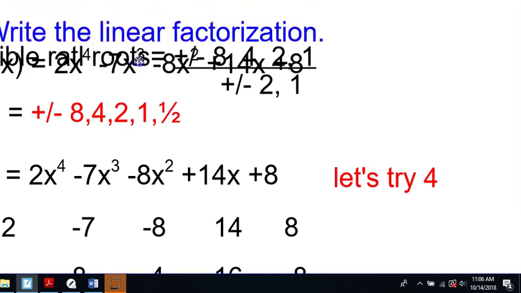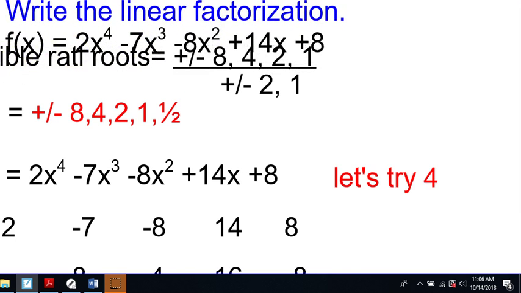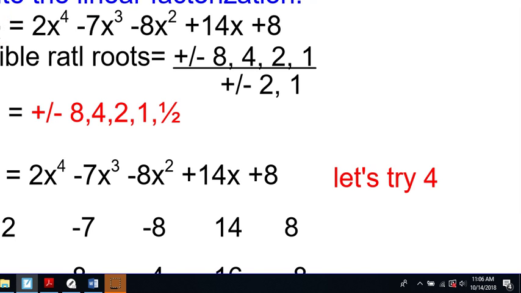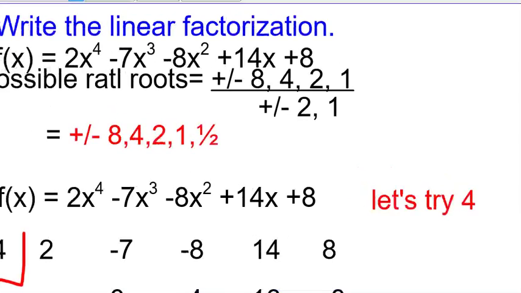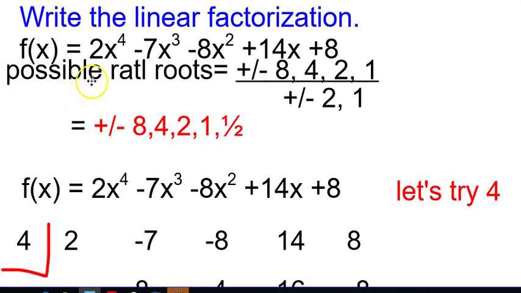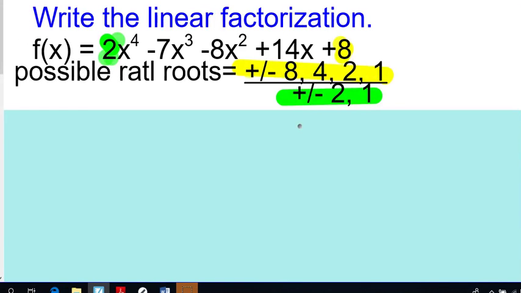Okay, so let's take a look now at writing linear factorization. Hang on one second here. Okay. So what I would do if I wanted to write the linear factorization of this giant polynomial is first write out all the rational roots. The constant term is 8, and its factors are in yellow here in this fraction I'm making for possible rational roots. The factors of 8 are plus or minus 8, 4, 2, and 1.